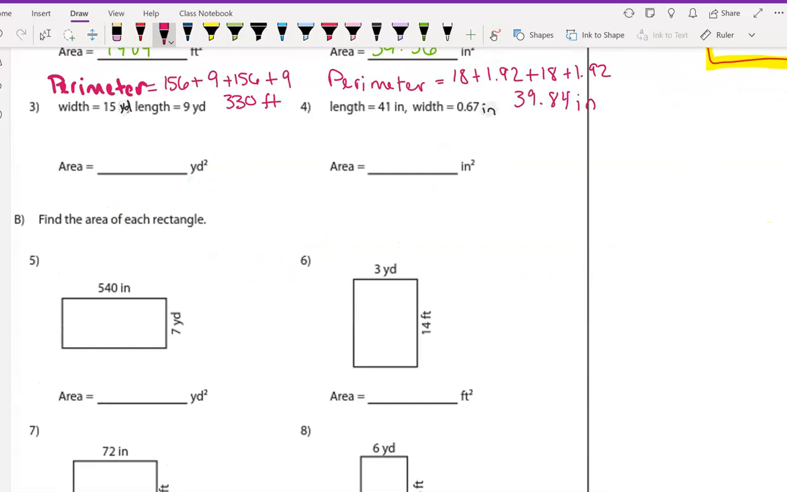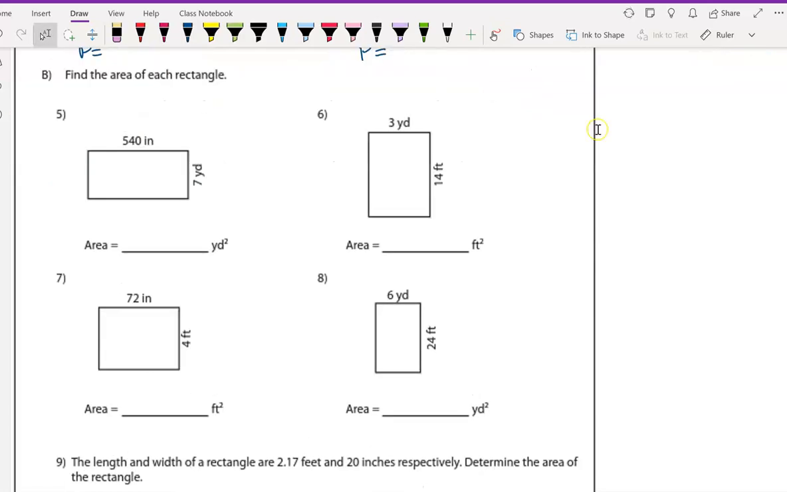Now take a moment to take what you've learned so far and place it in your notes and do number 3 and number 4 on your own. Remember, you also need to identify the answer for perimeter. Welcome back. So hopefully you were able to get solutions for those and checked with your teacher to make sure that you're doing them okay.